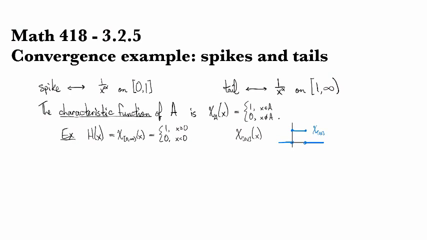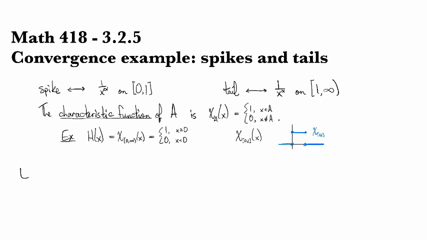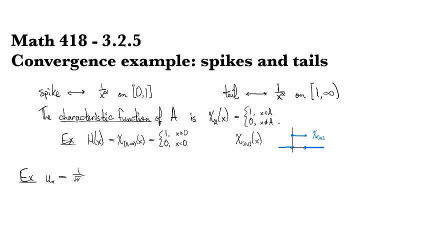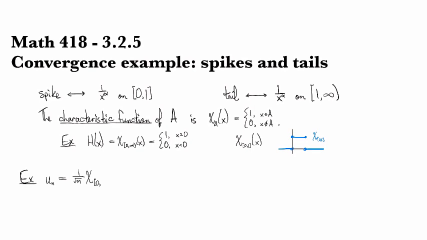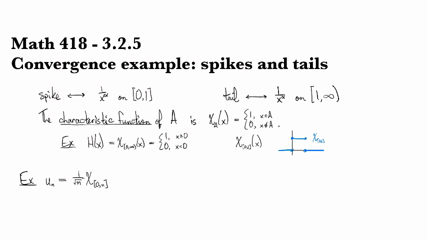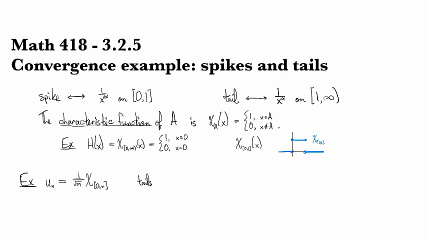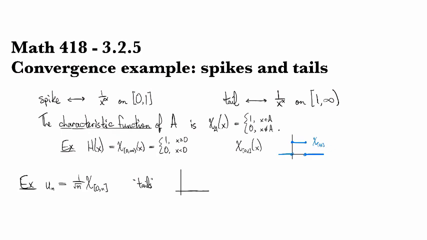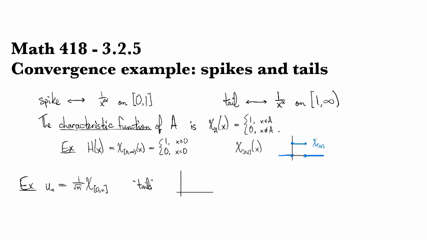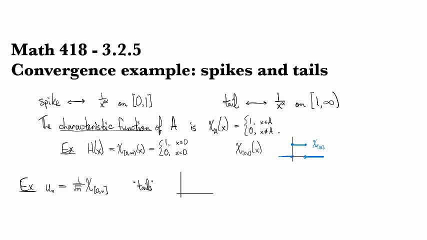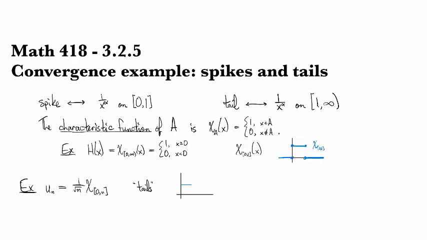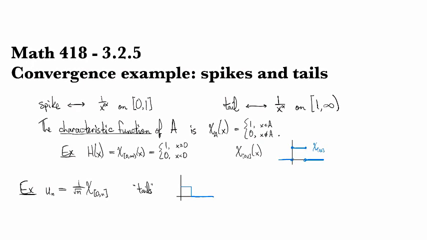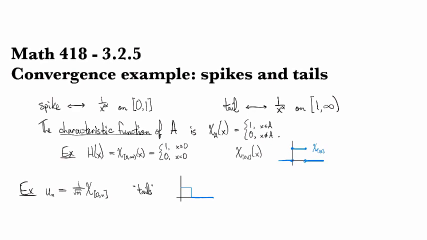Okay, so let's consider the sequence of functions u sub n defined by 1 over square root n times the characteristic function from 0 to n. So this will give us a family of tails. You see that if you start to graph these things, so if we take some axis here, let's graph u1. u1 is just going to be the characteristic function of the unit interval that I just drew. And even though the vertical part is not really part of the function, I draw it because it helps with the visualization.